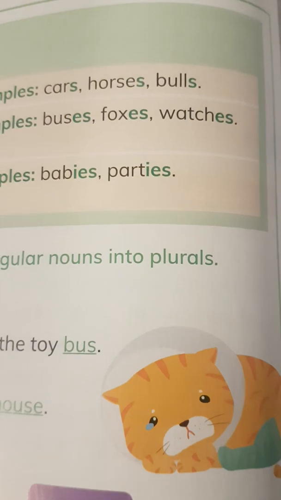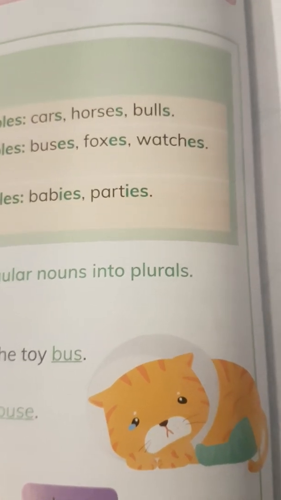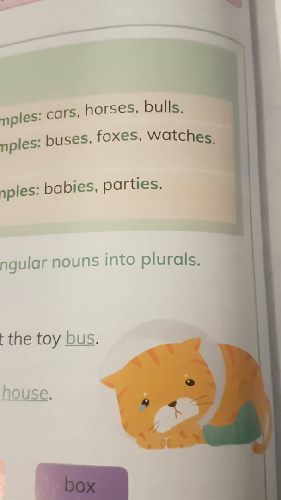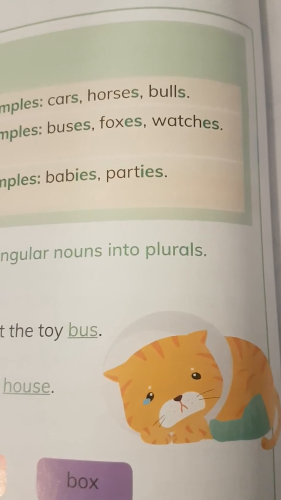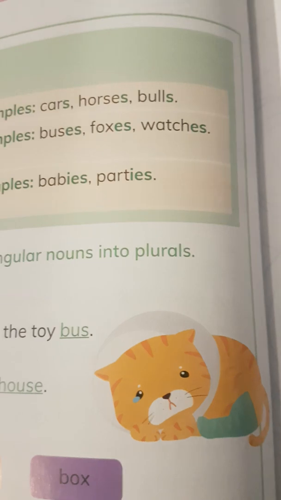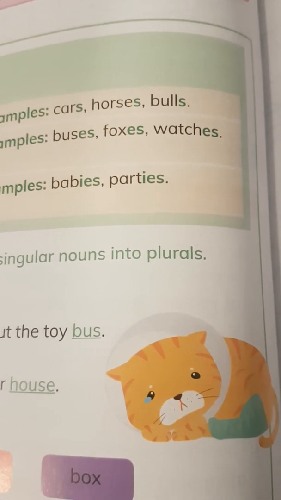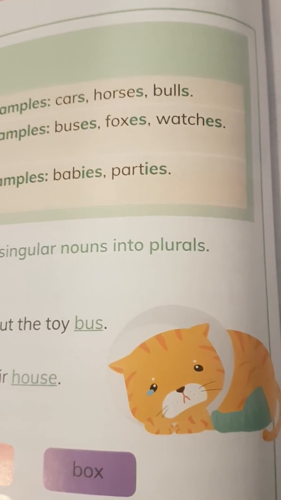So it becomes babies. You can't just add your S to the Y, you have to change the Y to the IE. And it's the same with party, P-A-R-T-Y. You would have to take away the Y, change it to your IE, and then add your S. So party, the plural, would be parties with the IES. You can't say P-A-R-T-Y-S. You have to take away the Y and add your IE, and then you can add your S.